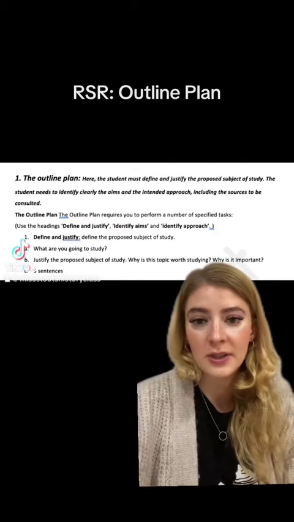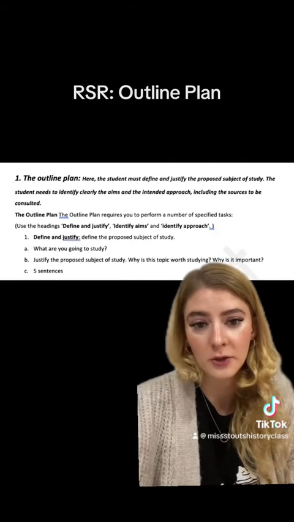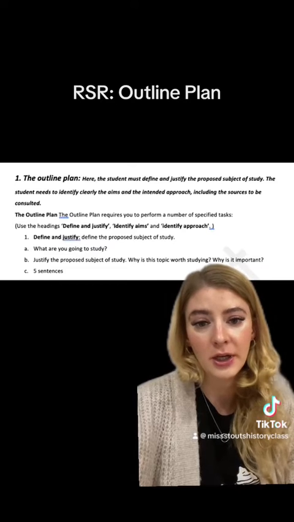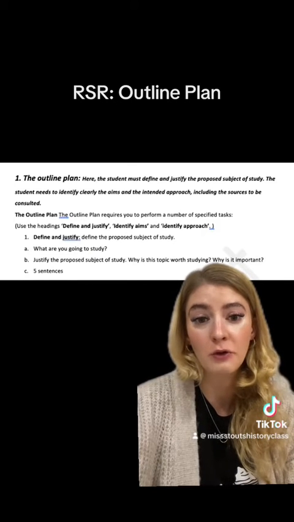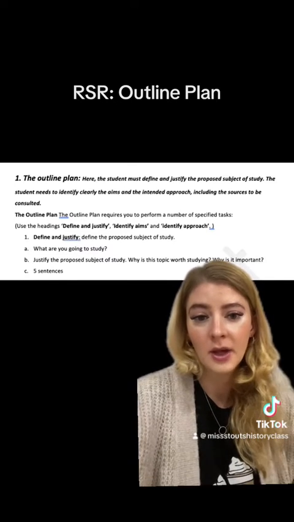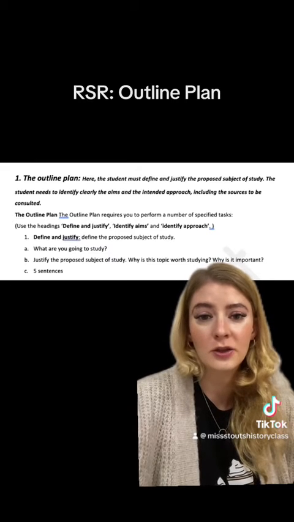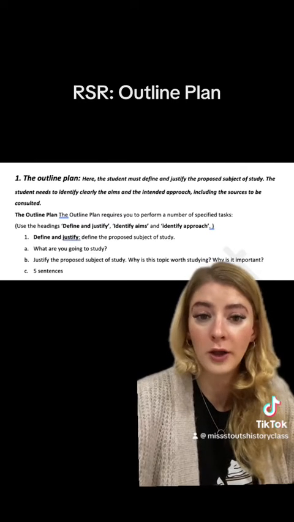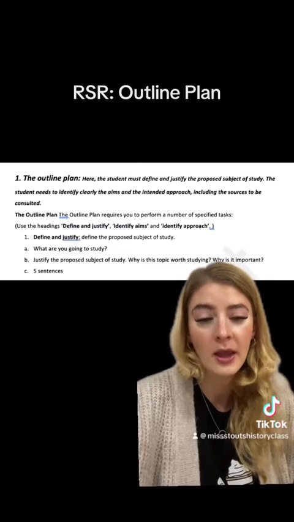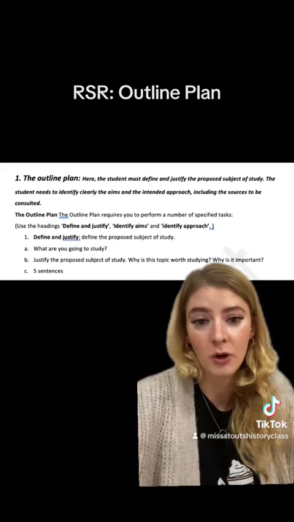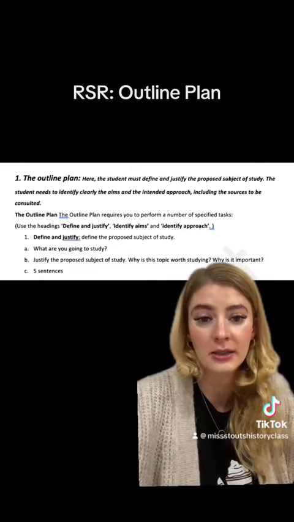Leaving Cert History students, let's have a little chat about your RSR. So the first thing that you need to complete in your RSR is the outline plan, and you have 1 page to complete this. The purpose of your outline plan is to define and justify what you are going to study, okay? It's one plain A4 page, but there are certain headings that I would write in.